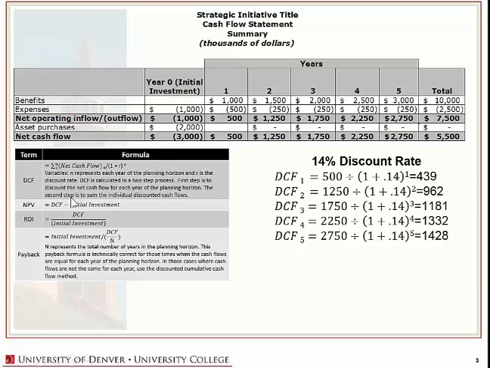And then what we do is we sum these numbers up. And by summing them up, we come up with a present value of the benefit, or the discounted cash flow, of a total of $5,342,000. Okay, so that takes care of the discounted cash flow calculation. Let's move on and take a look at the other calculations.